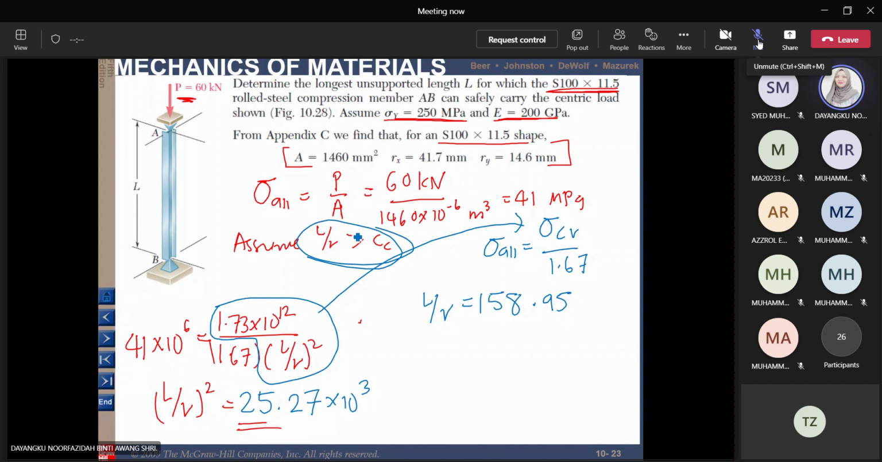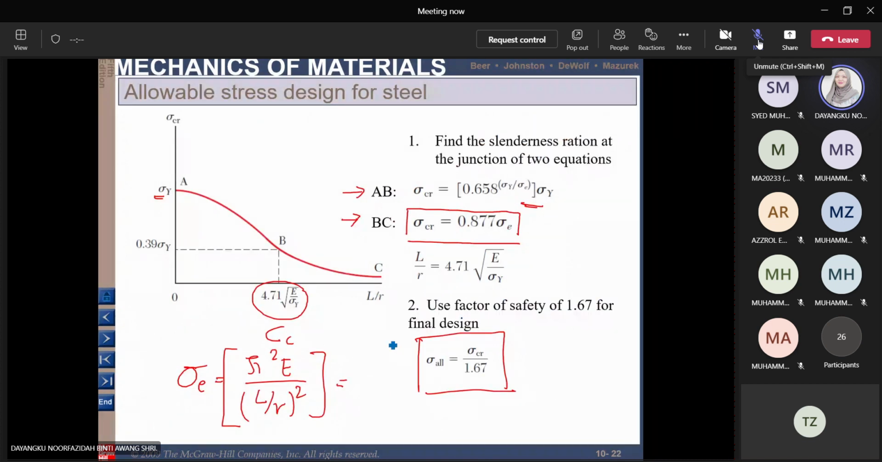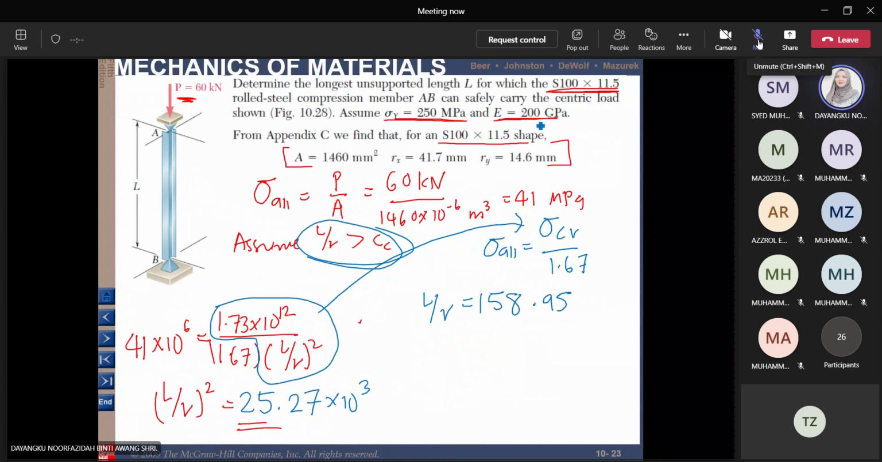So based on this equation, this is our L over R, which is our CC. So calculate this value here and check whether our assumption is correct or not. So use the value here: 4.71 square root of E divided by sigma Y, in which E is 200 gigapascal and our sigma Y is 250 MPa.